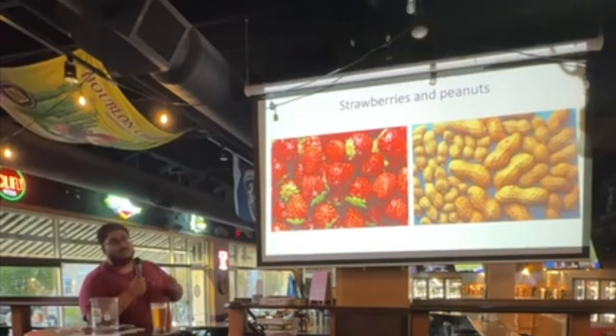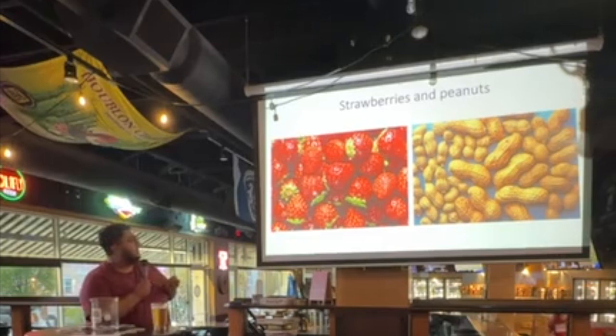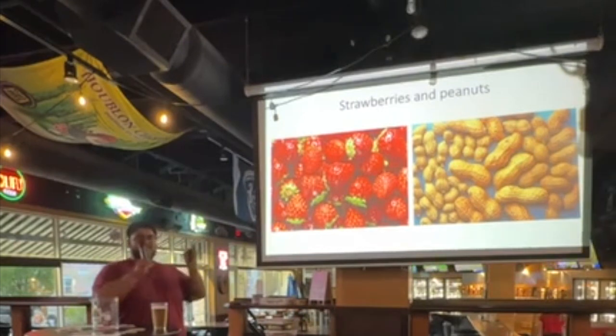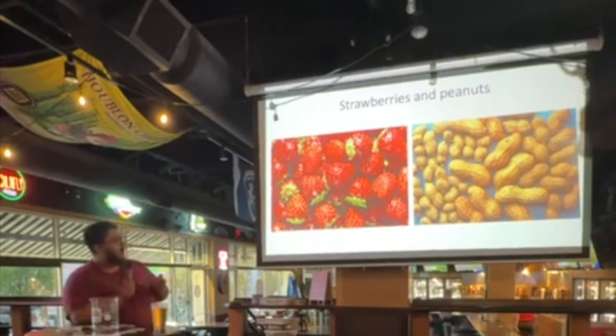So going to lunch or snack time, maybe you had some strawberries and peanuts sometime today. Strawberries are an octoploid, so they have 8 sets of genomes within their singular genome. And peanuts are another example of a tetraploid like coffee.